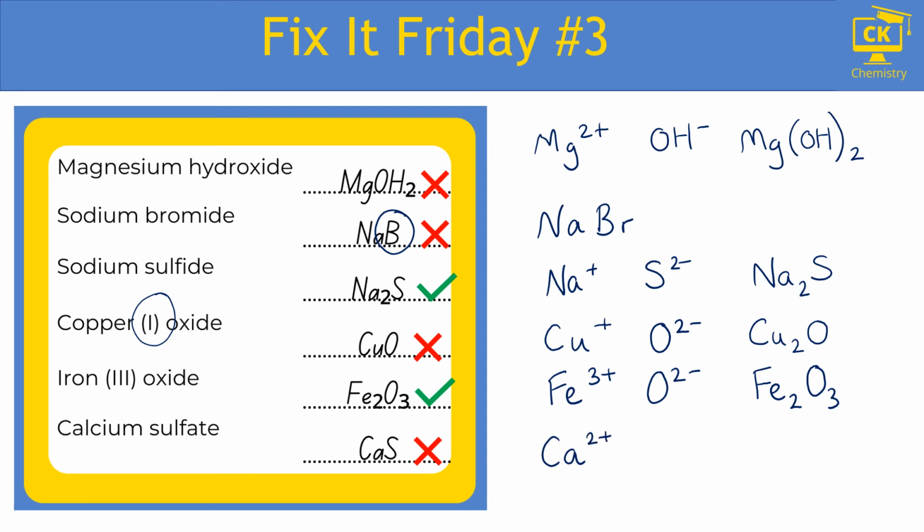Calcium you can get from the periodic table. Sulfate is just one of those many ions that you need to know off by heart. It's SO4 2-, and so the whole compound is CaSO4.